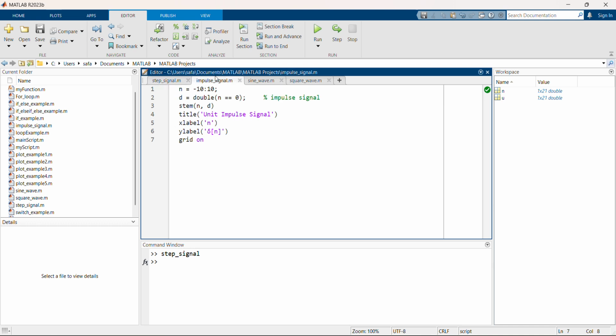Next up, the impulse signal. It is 0 everywhere except at n equals 0, where it equals 1. And run.